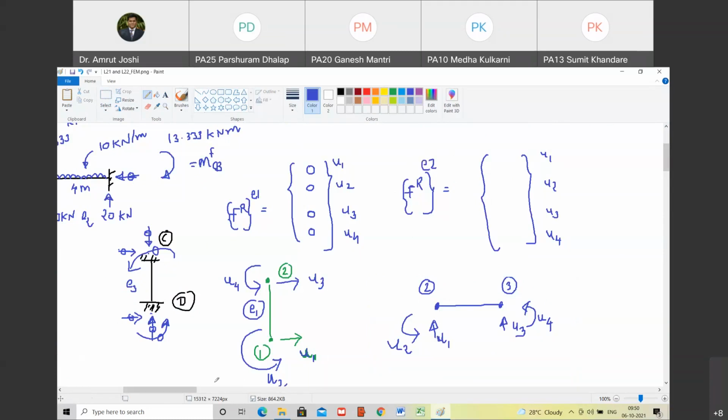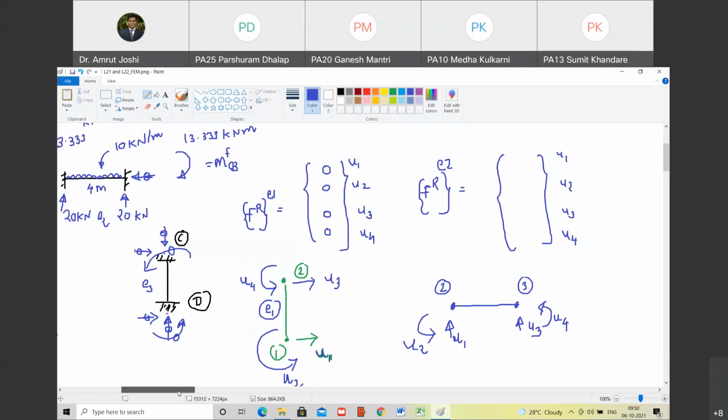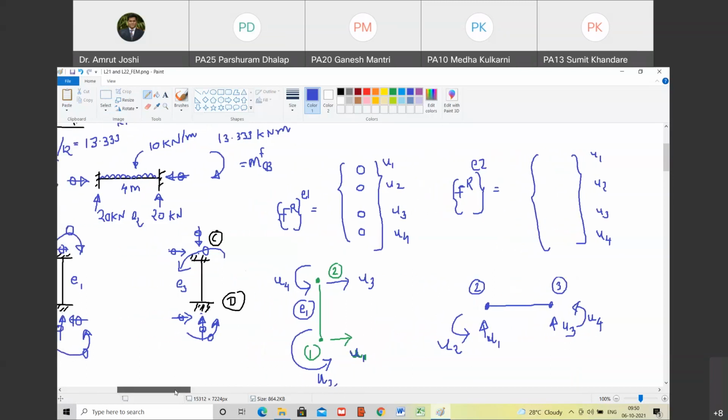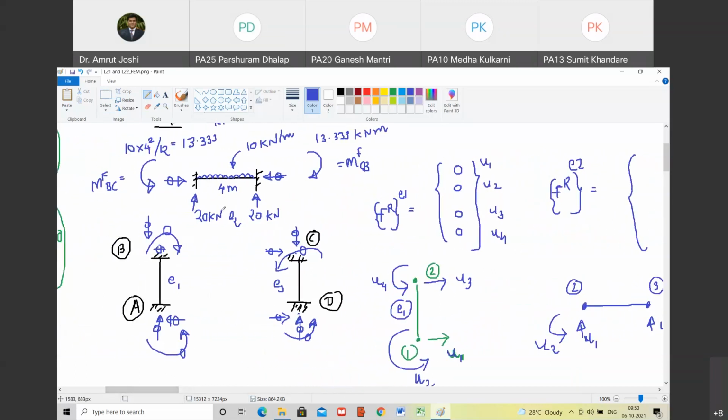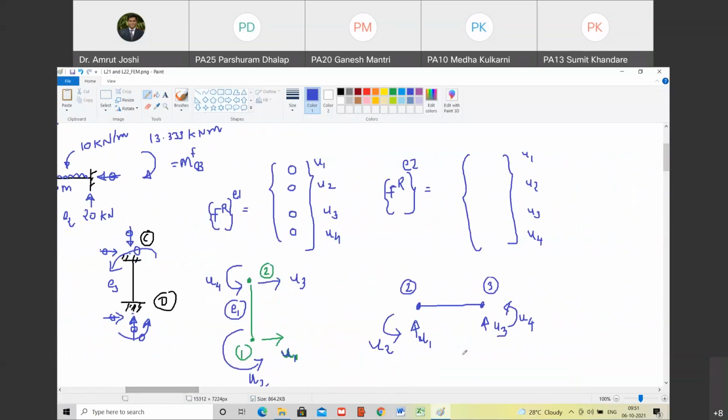What is U1? U1 is vertical translation at 2. So is there any vertical force reaction at 2? Yes, it is there. It is 20 kilonewton. Do you agree with me? And is it in the direction of U1? Yes. So I am going to write it as plus 20. Happy?